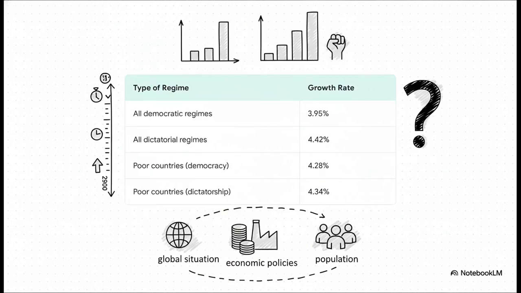Now, if we look at this data from 1950 to 2000, you might notice that dictatorial regimes had a slightly higher rate of economic growth. But look closely. The difference is very small, so we cannot just say that dictatorships are better for development. Economic growth depends on many factors: a country's population, its resources, its global relationships, and its economic policies. The form of government is only one factor among many.